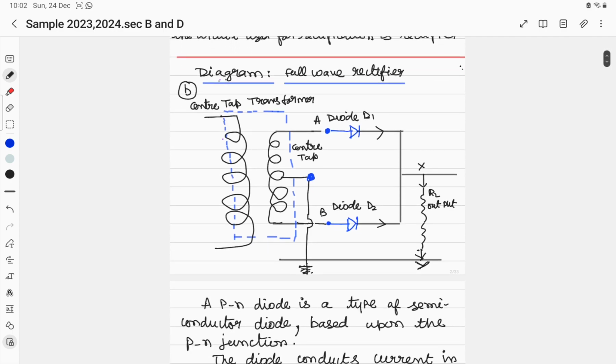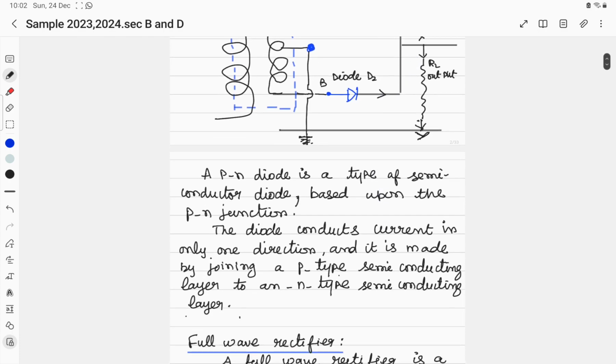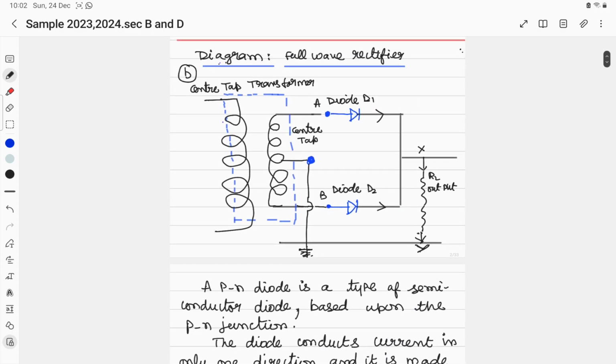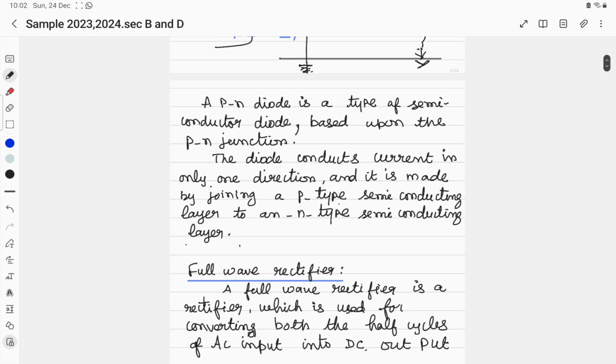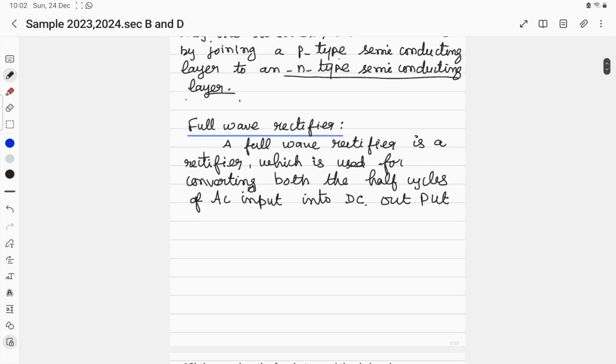Second, B. Diagram of a full wave rectifier. A PN diode is a type of semiconductor diode based upon the PN junction. The diode conducts current in only one direction, and it is made by joining a P-type semiconducting layer to an N-type semiconducting layer. What is a full wave rectifier?